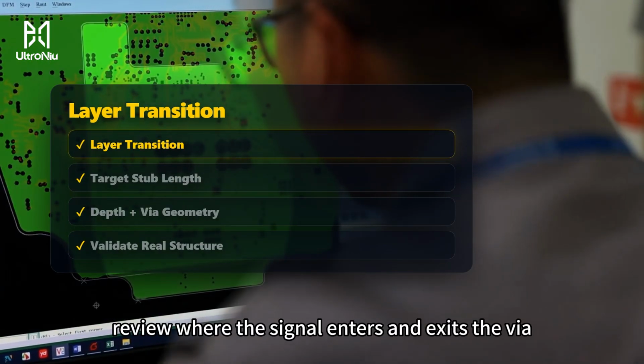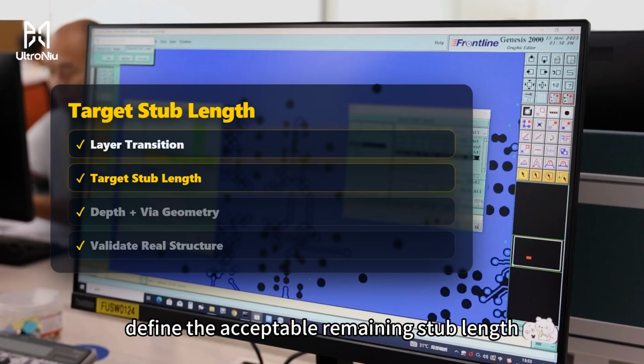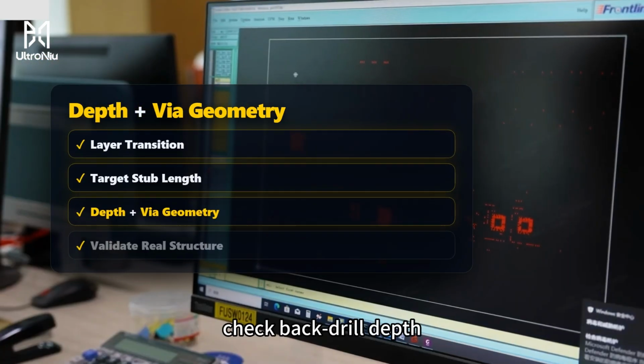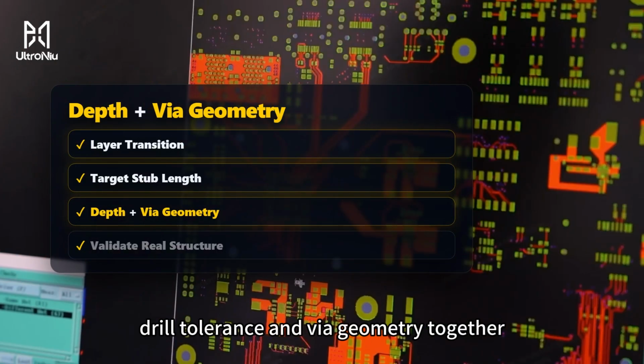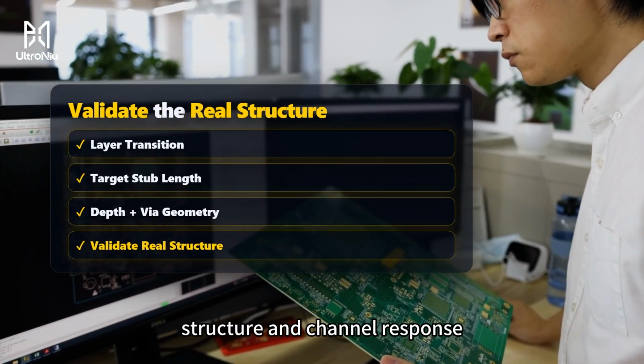Review where the signal enters and exits the via. Define the acceptable remaining stub length. Check backdrill depth, drill tolerance, and via geometry together. Then validate the manufactured structure and channel response.